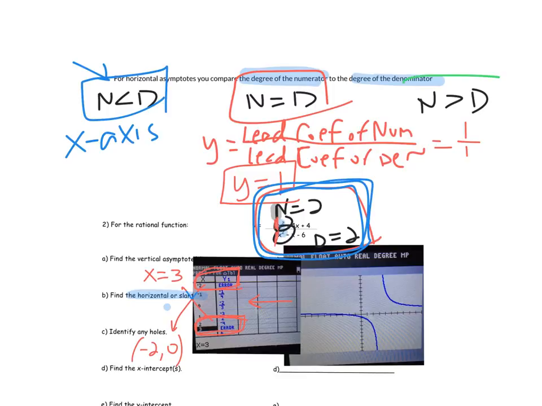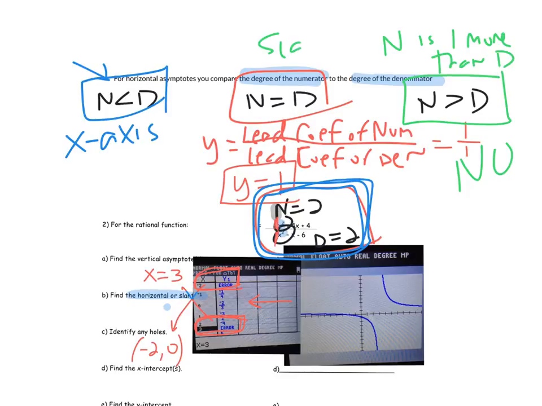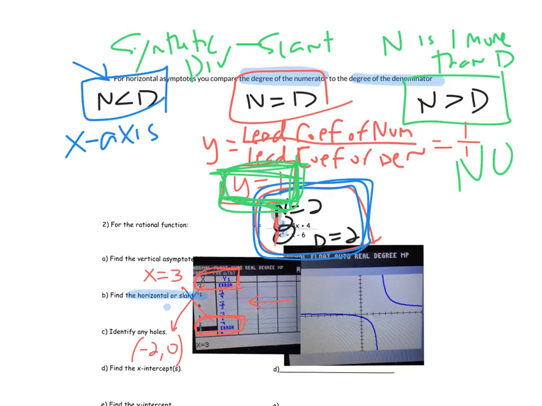If n was greater than d, there'd be no horizontal asymptote, but if n was 1 more than d, then you would have a slant asymptote. In order to find a slant asymptote, you would use synthetic division. So this particular problem, we saw that n was equal to d, so the horizontal asymptote is the line y is equal to 1.